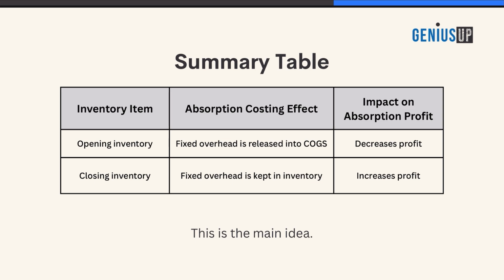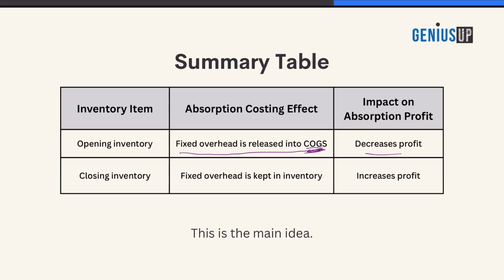Firstly is opening inventory. The absorption costing effect is that opening inventory fixed overheads are released into cost of goods sold in the current year. Because remember, under absorption costing, there are fixed manufacturing overheads sitting in opening inventory. And when they are sold this year, they're going to be released under cost of goods sold. And because our expense is higher because of those fixed manufacturing overheads in opening inventory, it's going to decrease our absorption costing profit.